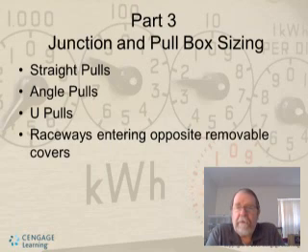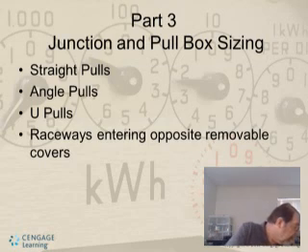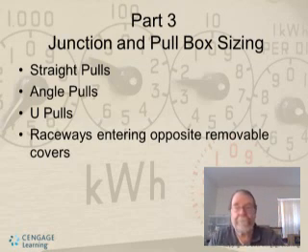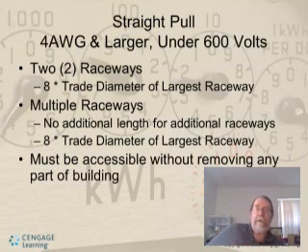Junction and pull box sizing. You've got straight pulls, angle pulls, U-pulls, raceways entering opposite, and removable covers. So, 4-gauge wire and larger, under 60 volts. That's what we're talking about on straight pulls. 2 raceways, the trade diameter of the largest raceway.